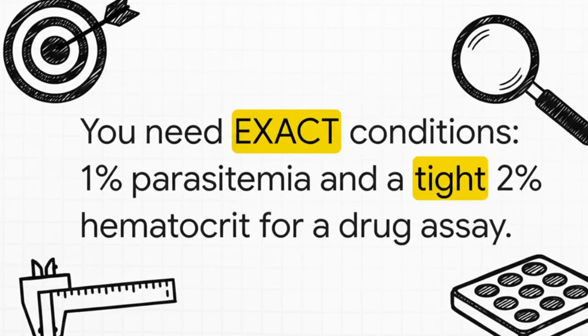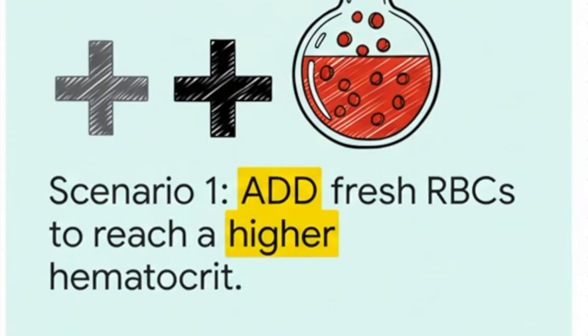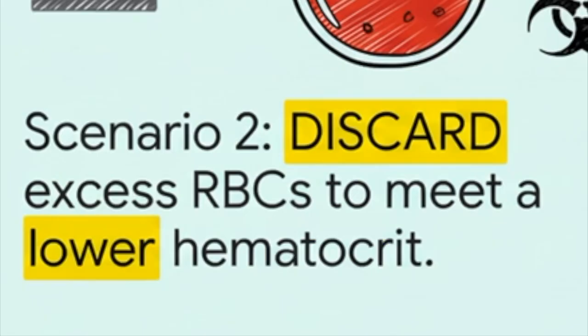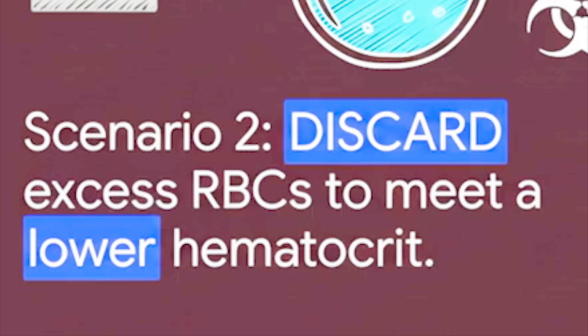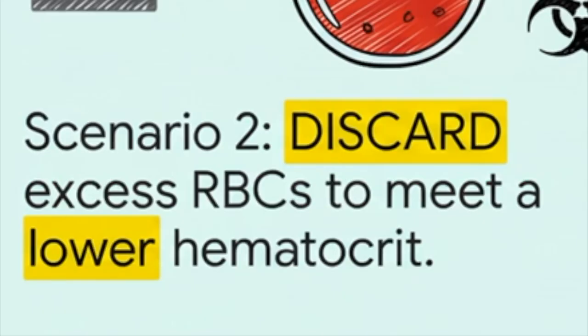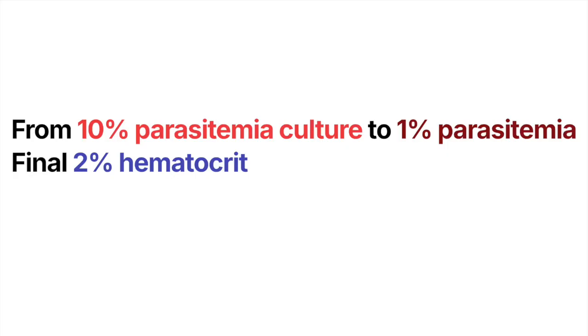Okay, now for scenario 2, let's raise the stakes a bit. You're setting up a drug sensitivity assay, and here precision is everything. We often use a lower hematocrit like 2%, no room for error. Your calculations have got to be spot on, and here's where the thinking shifts a little, which is pretty interesting. Remember in scenario 1, we were adding fresh cells to get up to 5%. Well, here the amount of culture you need for your parasitemia might already put you over your 2% hematocrit target. So instead of adding cells, your job is actually to figure out exactly how much you need and toss the rest.